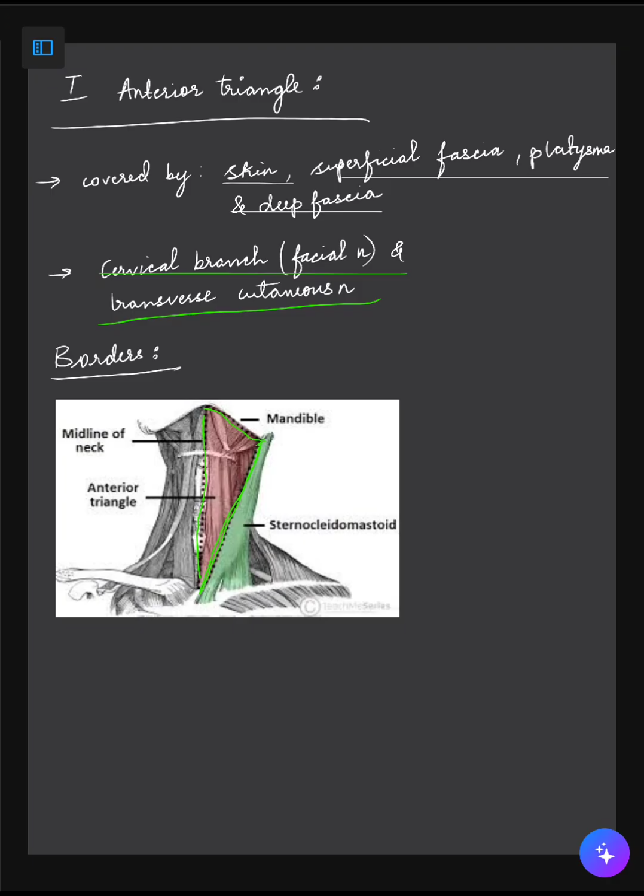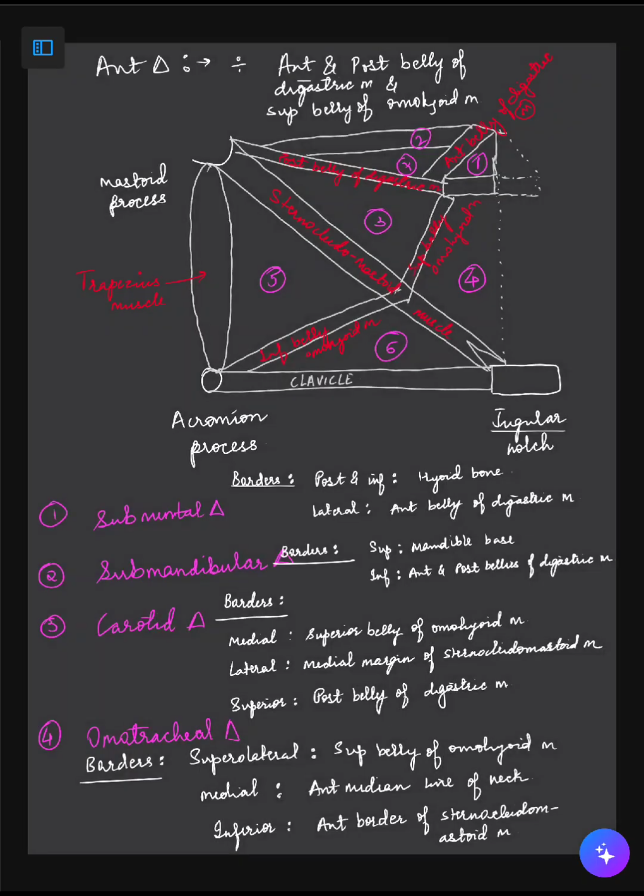What are the borders? Anteriorly is the midline of the neck. Posteriorly is the anterior border of the sternocleidomastoid muscle. And superiorly is the lower margin of the body of the mandible. Now this anterior triangle is divided by the anterior and posterior belly of the digastric muscle and the superior belly of the omohyoid muscle.